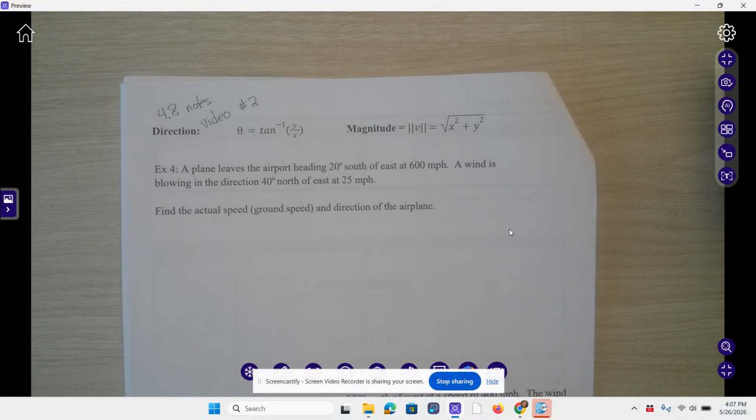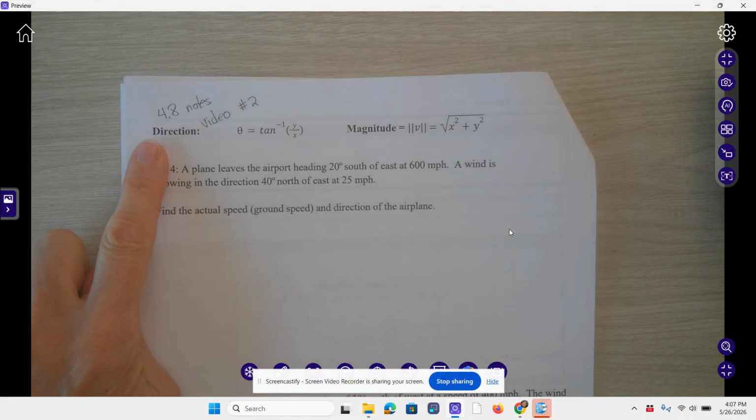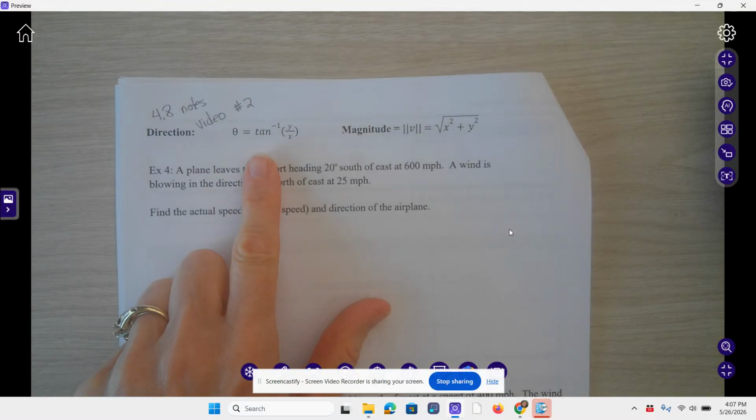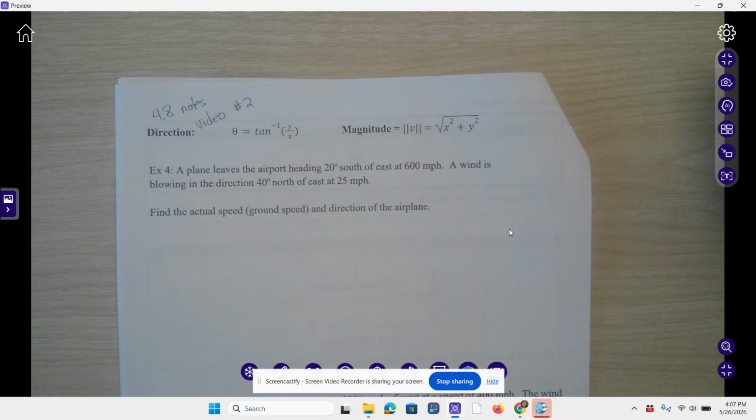I'm going to do an example for the next section of the 4-8 notes. So this will be the second video for the 4-8 notes. At the top, this is page 24. At the top of the page, we just have a reminder of how you find direction.